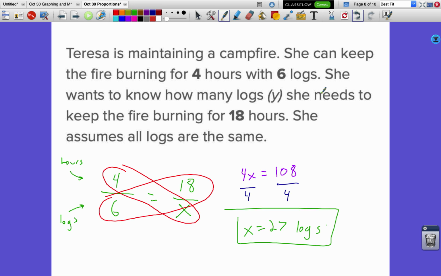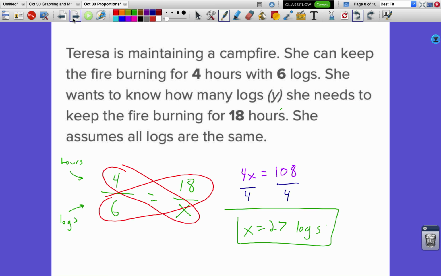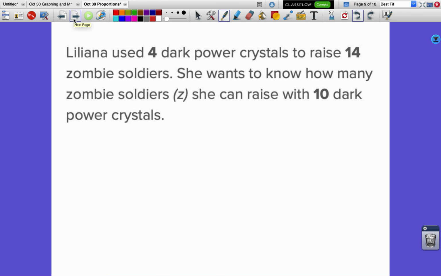I had to go back and reread the question. She wants to know how many logs. Oh, and they suggest the variable y. I used x. We could have used a y throughout. Also, I think the last one suggested the variable p. Again, I used x. Here, I'll try to do it better with our very last problem.